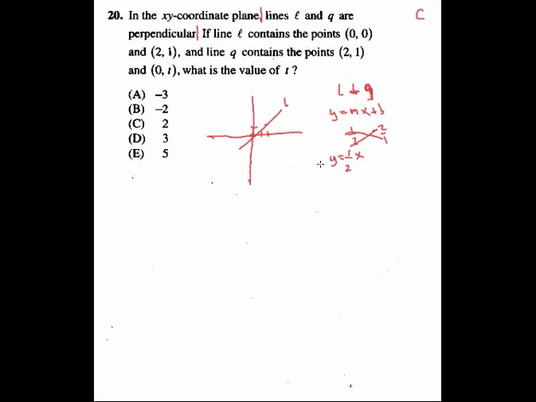Right away, because this is line L, I know that line Q will have an expression of y equals negative 2x plus b, because we don't know what the y-intercept of line Q is yet, but we do know that the slopes are going to be negative reciprocals of one another. And line Q contains a point (2, 1) and (0, t). So we've got (2, 1), which is here, and some (0, t). That makes sense. It's somewhere.